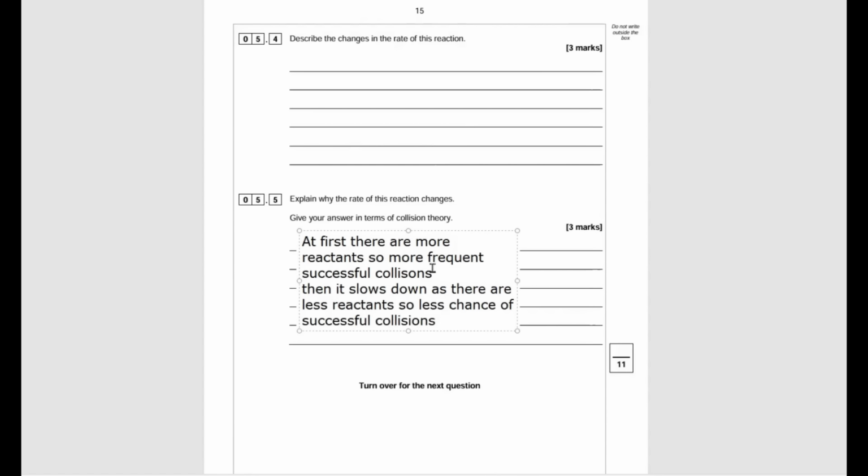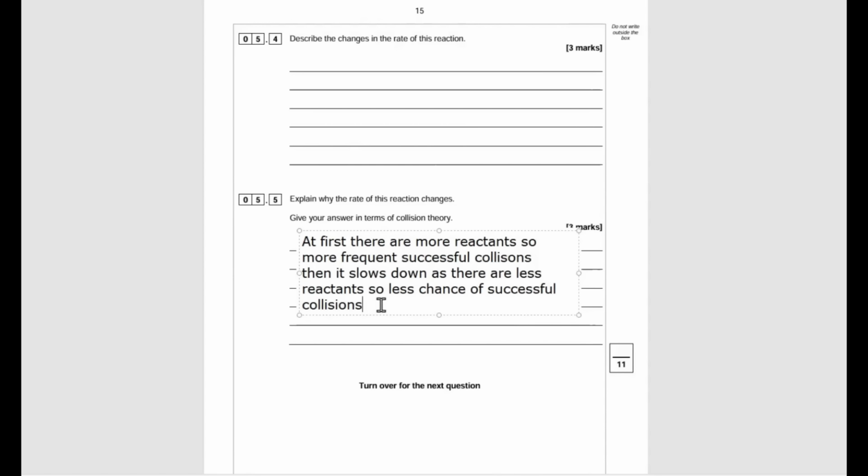Successful collisions are ones that are impactful enough and high energy enough to overcome the minimum energy needed to break the bonds, the activation energy, and cause a successful reaction. So there are fewer collisions basically. If you wanted to simplify this, you'd say there are more reactants at the start, so more collisions between particles.